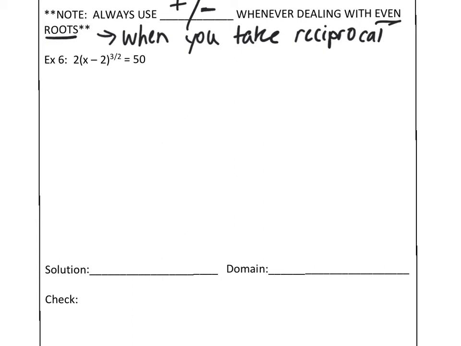When I take the reciprocal on this one, do you think I'm going to have plus or minus? No. Why? Because it'll be 2/3, and is 3 even? No, so I wouldn't need a plus minus. So go ahead and try this one. You are going to have a domain other than negative infinity to infinity, and you're not going to have to do plus minus on this one. So try that out.